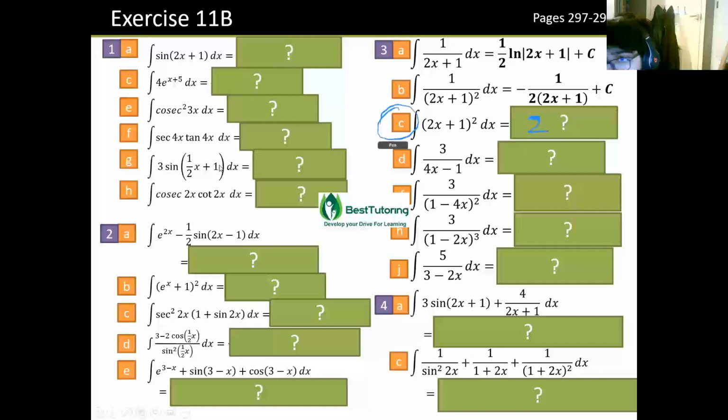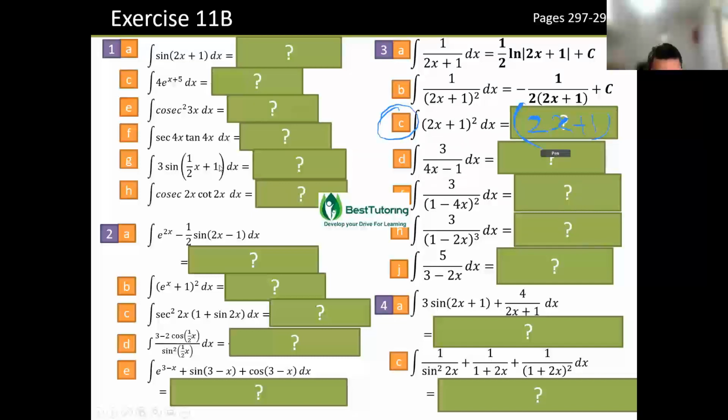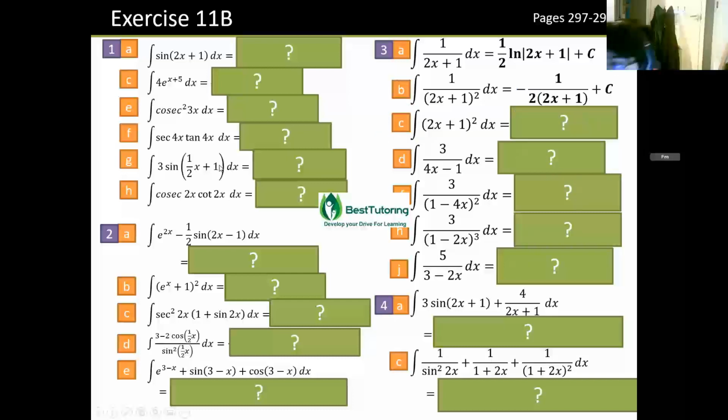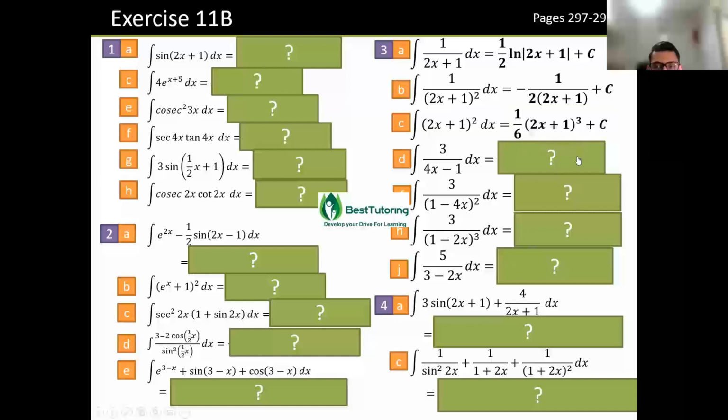We are on C, (2x + 1) to the power. So you've done it right: (2x + 1) to the power 3 divided by the new power. Then we do the inside function, which is going to be 2, plus c. So we get 1 over 6 (2x + 1)^3 + c as the answer.